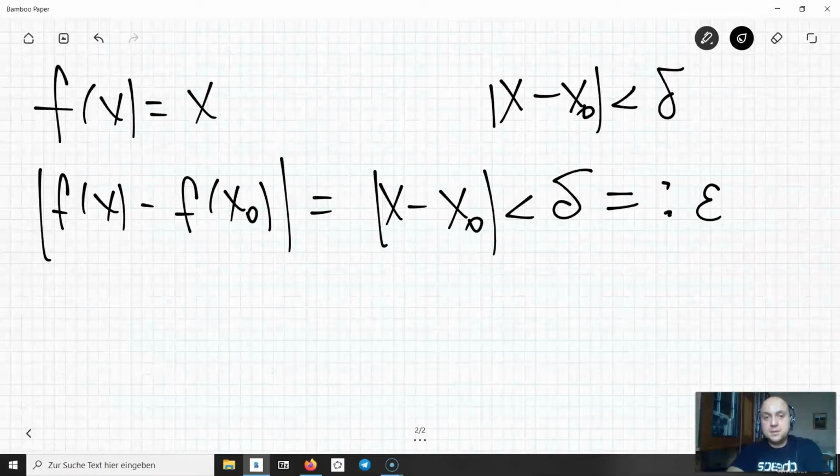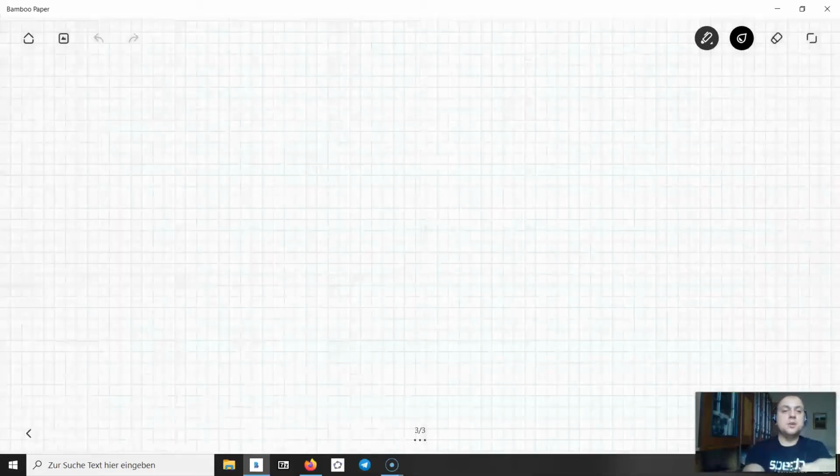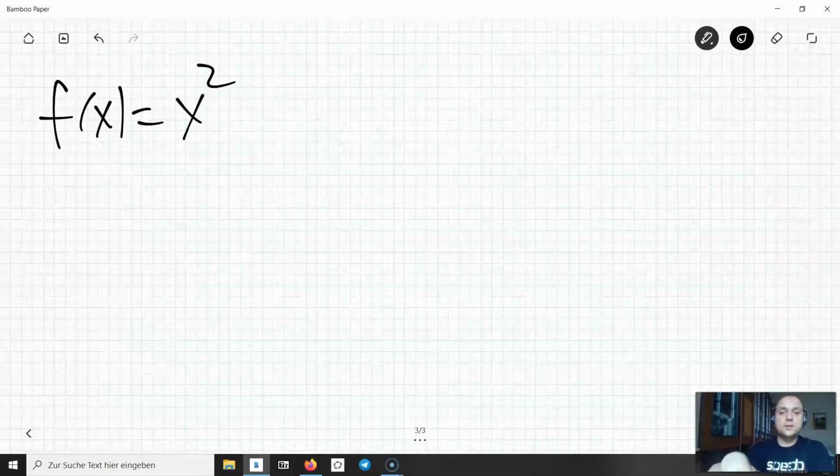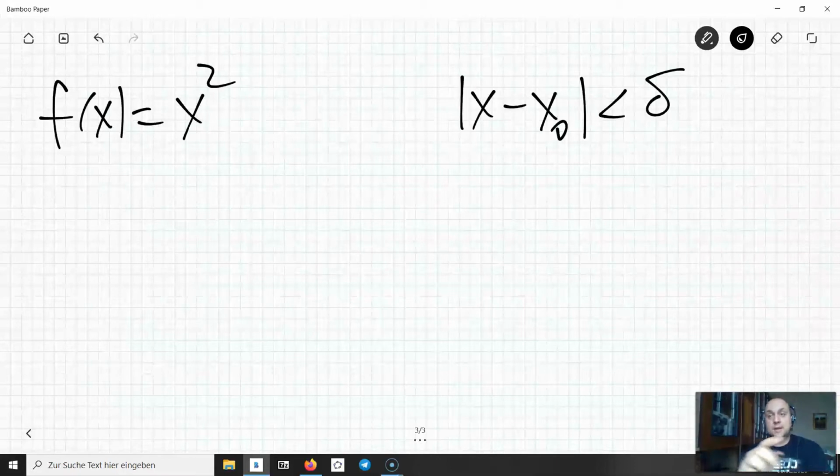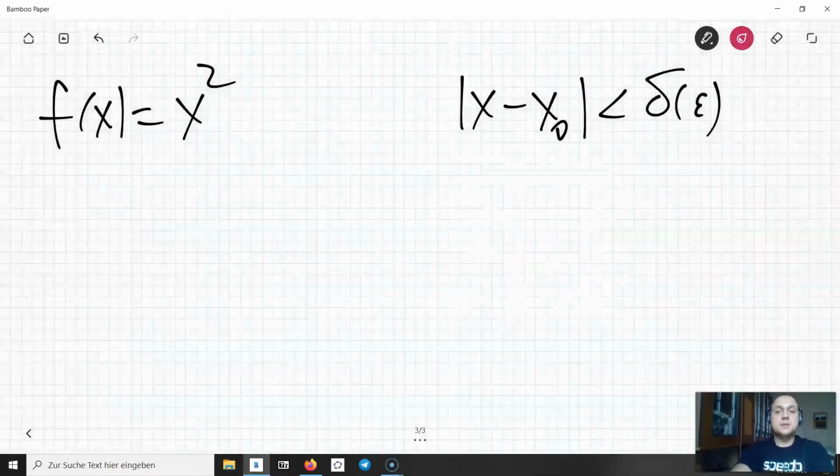But let us maybe do it again with a slightly more complicated case, x squared, and then you'll see that it's a bit more tricky. So f(x) = x². How do we start? Well, the same approach. We have |x - x0| less than delta, and we would like to connect delta and epsilon. That's the story. If you wish, I can write delta depending on epsilon. Maybe at the beginning it's nice to see it this way.